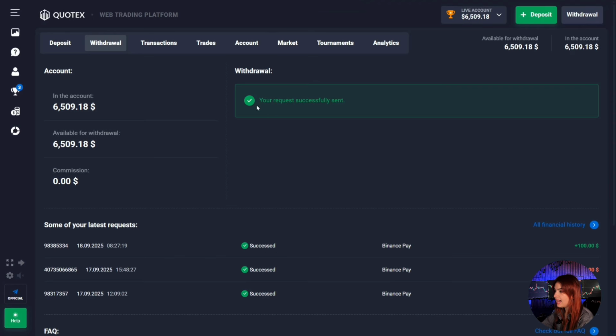Well, that's great. Our application has been accepted for processing. This means that in the near future this amount of $6,500 will be credited on my Binance platform. Now we need to wait for this moment. Once the funds are credited to my Binance account, I will show you the rest.